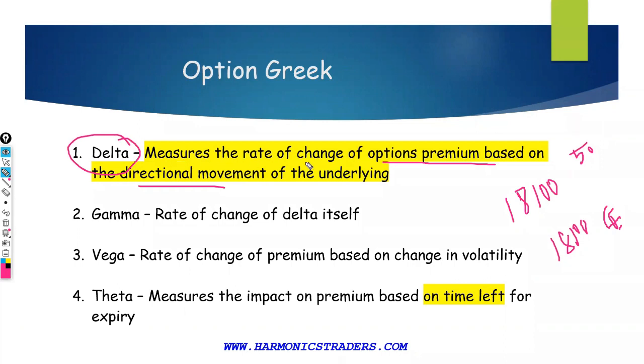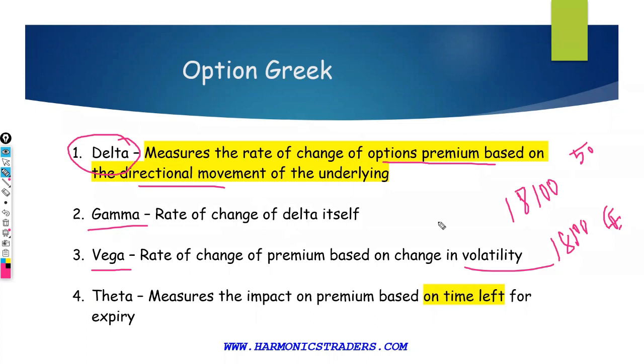So delta represents the change of option premium based on the movement of the particular stock, strike, or the asset. Gamma is a little bit technical; it measures the change of delta. So how far this change is happening is measured by gamma. Vega is nothing but the rate of change based on volatility, or the VIX.